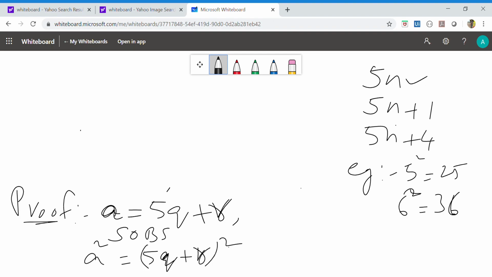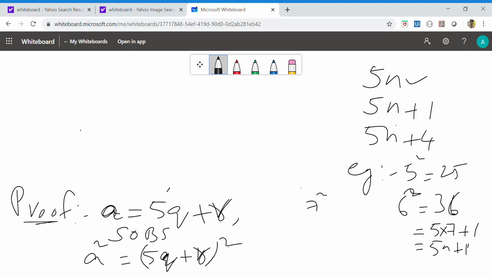6 square is 36. This, as a multiple of 5: 5 into 7 plus 1. 5 7s are 35 plus 1. So it is in the form of 5n plus 1.